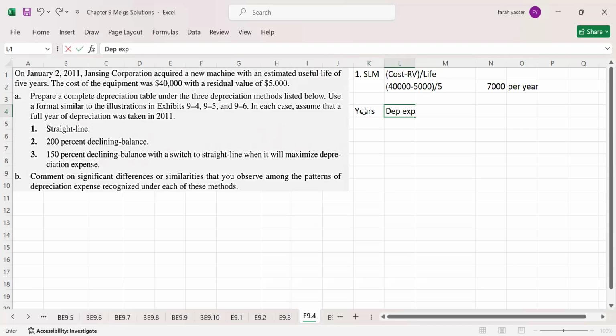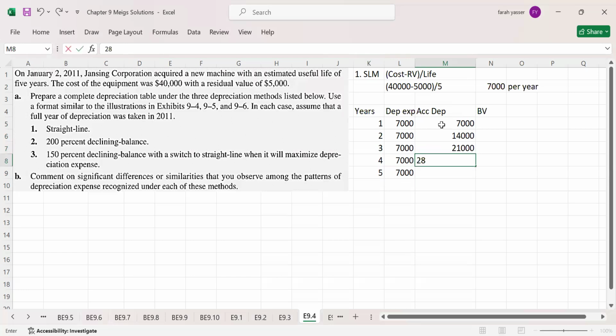And now we have years, then depreciation expense, then accumulated depreciation, and the last column is for book value. So 5 years life is 1, 2, 3, 4, 5. Depreciation, as we are using the straight line method, is the same all years. Accumulated, we are adding one by one all depreciation of the current year and the previous years, and it reaches 35,000.